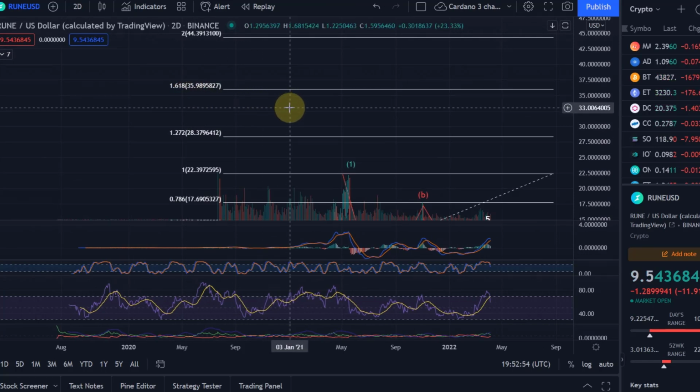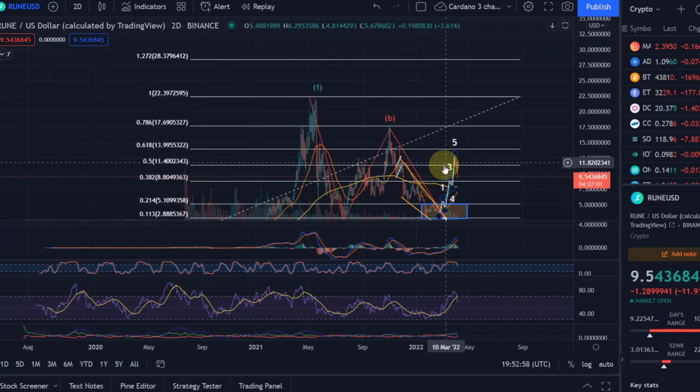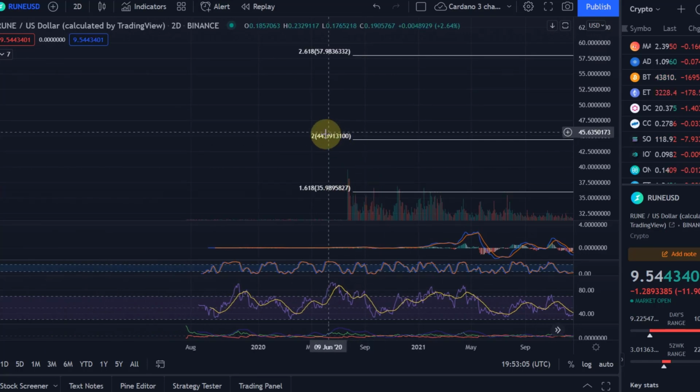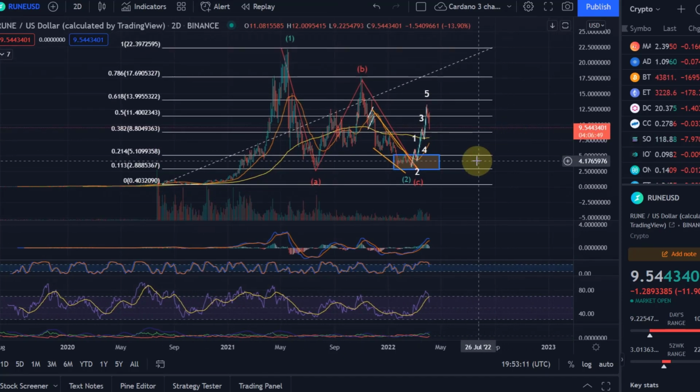That is the absolute minimum in the next major wave up. So I'm talking about if this is actually playing out super bullish, this would be the absolute minimum target, but possibly we are going to go higher. $44, $58. These are the next major resistance levels when we get into new all-time high territory. So that's my view on Rune.